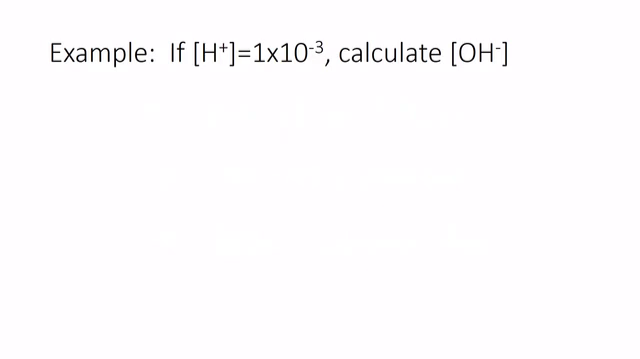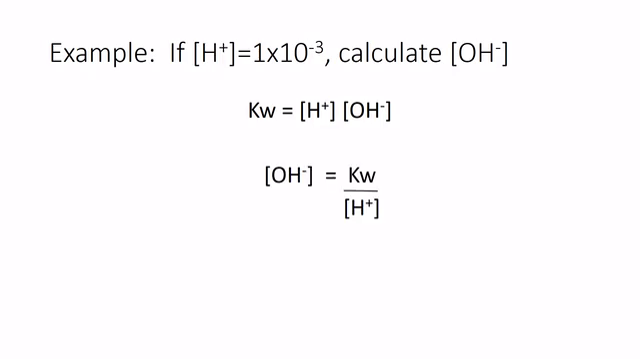Let's take a look at an example here. So if our proton concentration is 1 times 10 to the negative third, let's calculate the hydroxide concentration. So our formula is going to be Kw is equal to proton concentration times hydroxide concentration. Now we want to solve this equation for hydroxide. So what I've done is I've divided both sides by proton concentration.